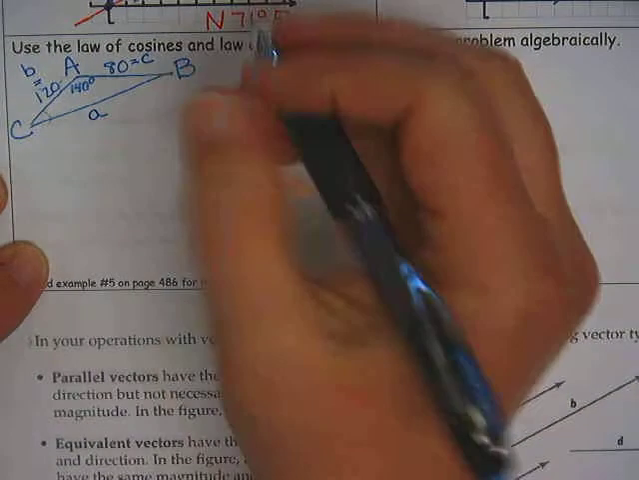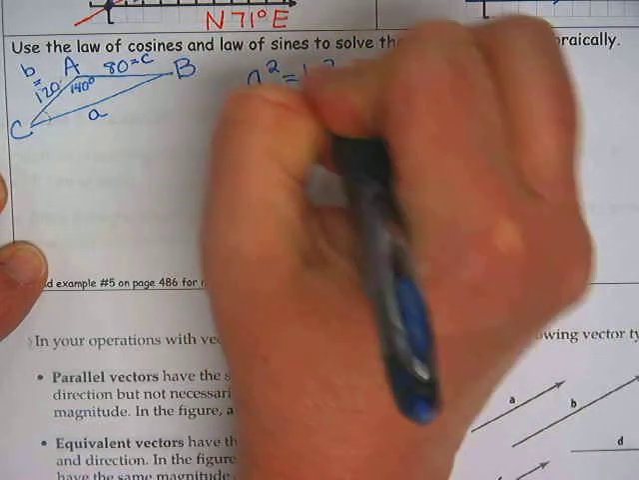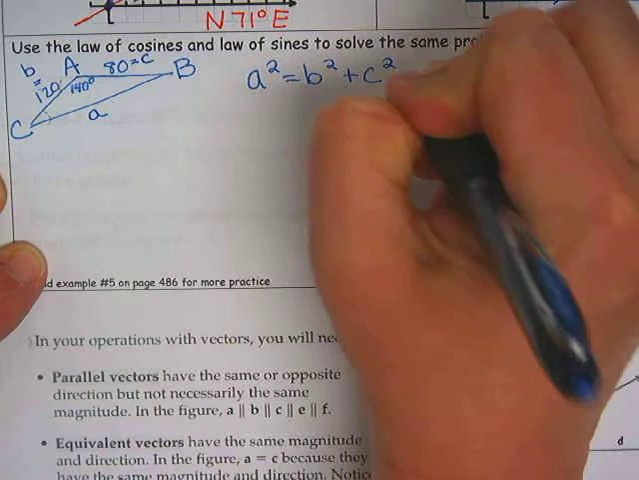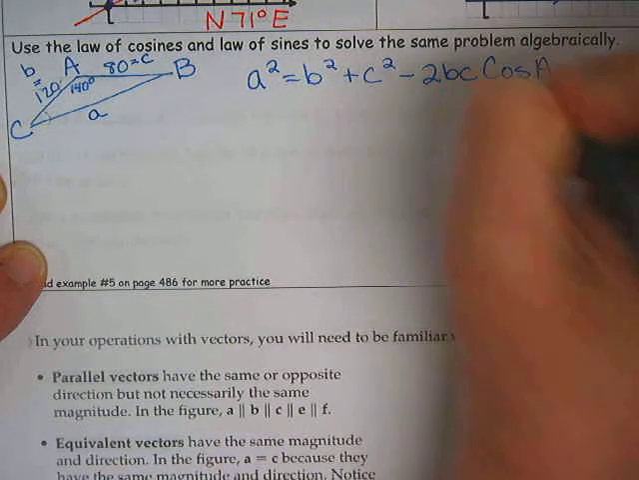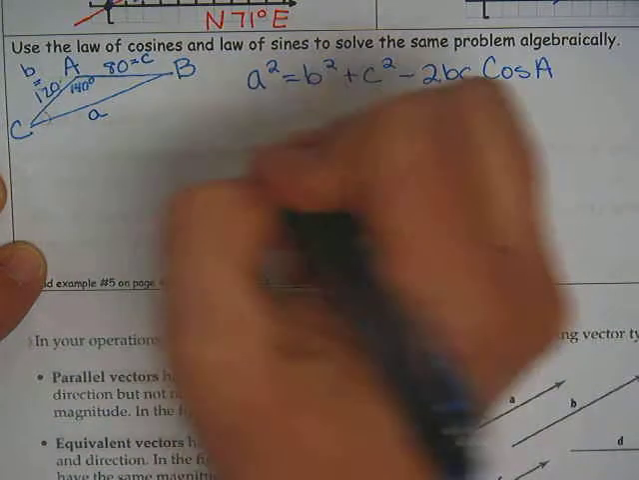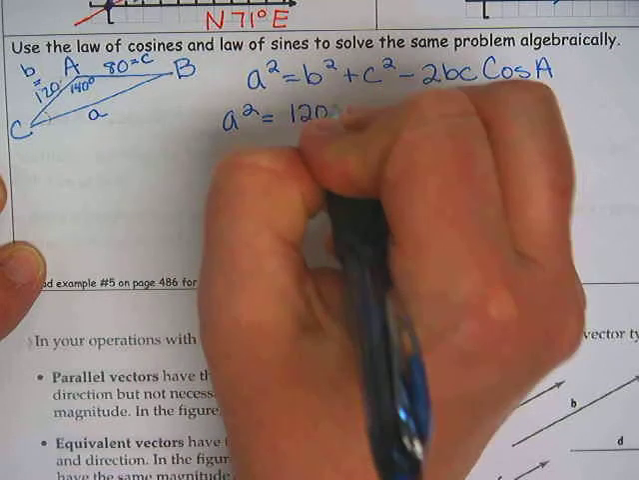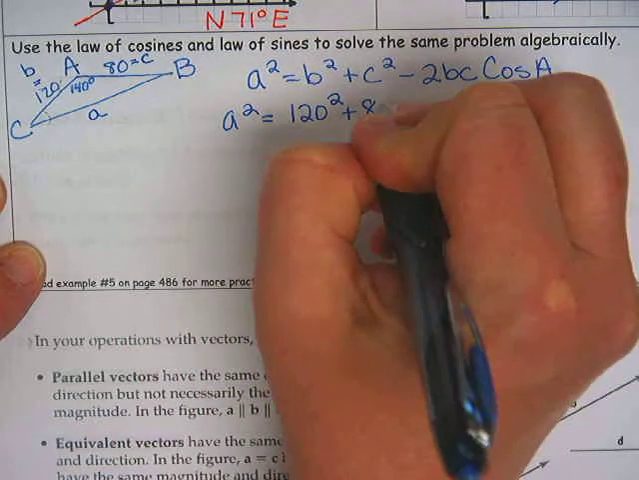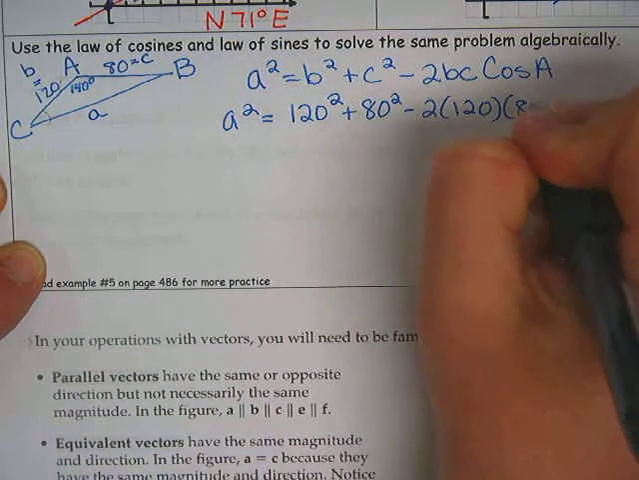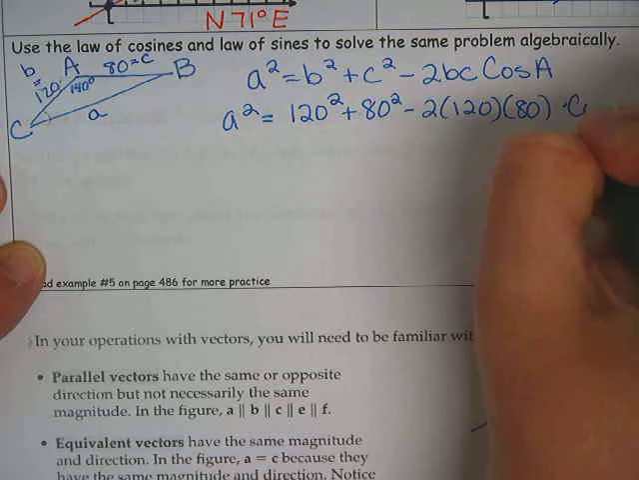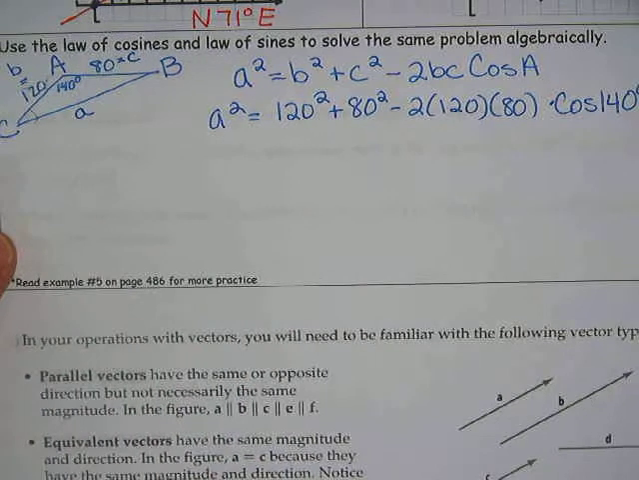So the law of cosines starts out like the Pythagorean theorem: a squared is equal to b squared plus c squared, but then you subtract 2bc cosine of A. So filling in those values, we're looking for a squared. We know that b is 120 squared plus 80 squared minus 2 times 120 times 80 times the cosine of 140 degrees. This is where I wanted my calculator.